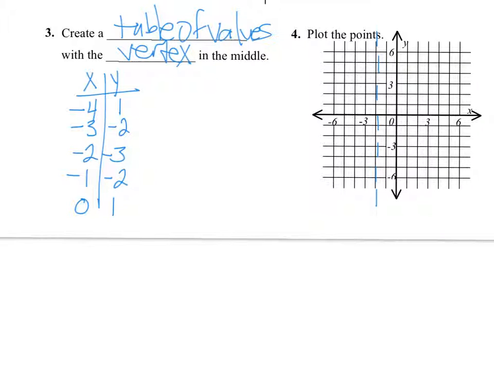And then we're going to plot the points from our table of values, starting with the point -4, 1, excuse me, -3, -2, -2, -3. Now this is our vertex. -1, -2, and 0, 1. You'll see at the vertex that's the lowest point of the graph, and the rest of the graph curves upward like this, and this is what is called a parabola.